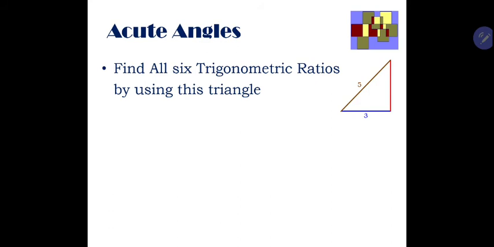Look at this question. This question says find all the 6 trigonometric ratios by using this triangle. Now we do not know which one is the reference angle, because reference angle is not given to us, but we have a right triangle. If in a right triangle 2 sides are given to us, we can find out the third side by using a theorem called Pythagorean theorem.